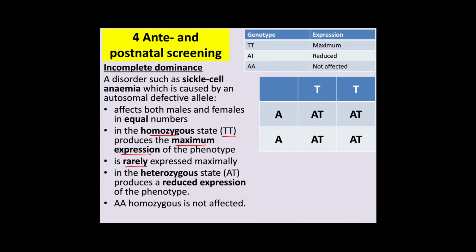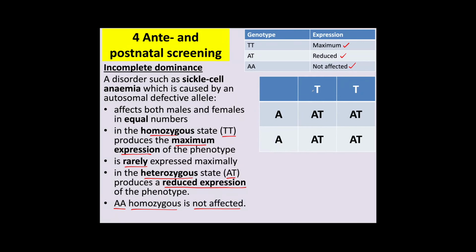In the heterozygous state, okay, that's the A and the T, and you can see there's no capitals or smalls there, produces a reduced expression of the phenotype. So you still have some symptoms, you just don't have the full expression of the particular condition. And then those who have the AA homozygous are not affected in this case, okay? So we've got the maximum expression, we've got a reduced expression, and we've got those who are not affected. So there's 3 outcomes for people due to incomplete dominance here.